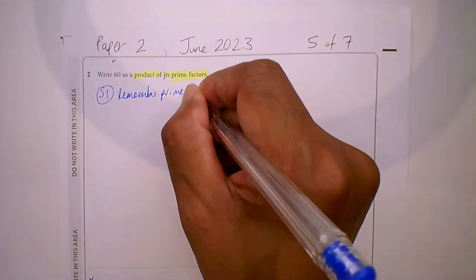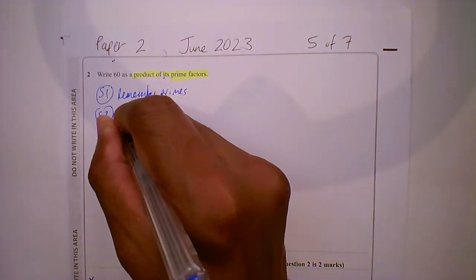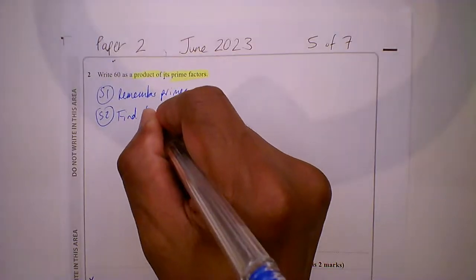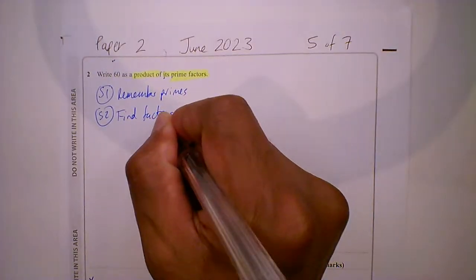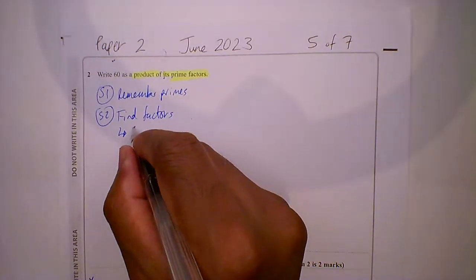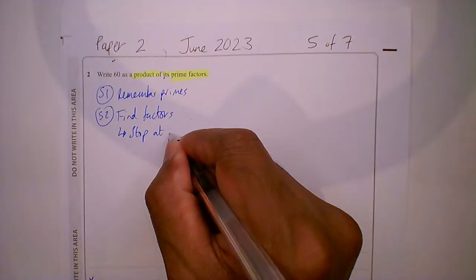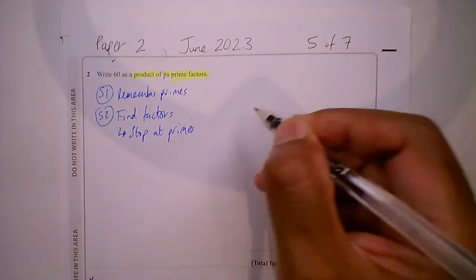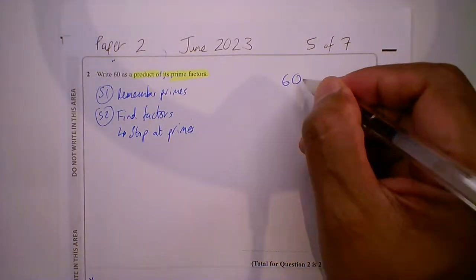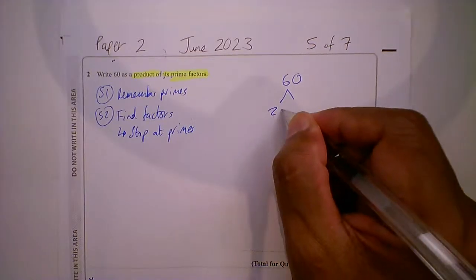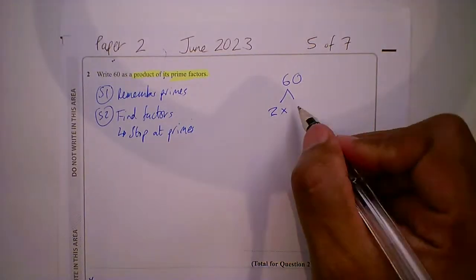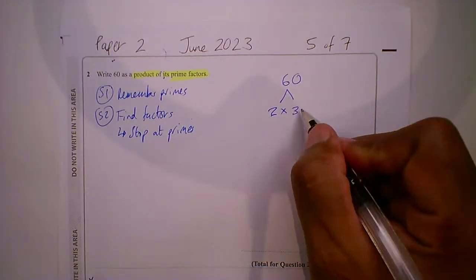Remember our prime numbers. And then step 2 is we find factors, and we stop at primes. Okay, so I'm going to start with 60. It's an even number. 2 times what? So I can ignore the 0. 2 times 3 gives me 6. Add the 0 back in.